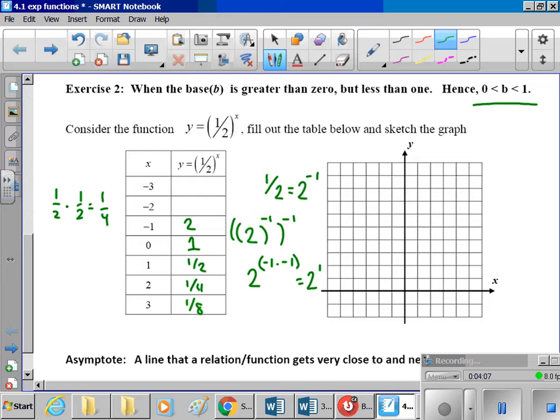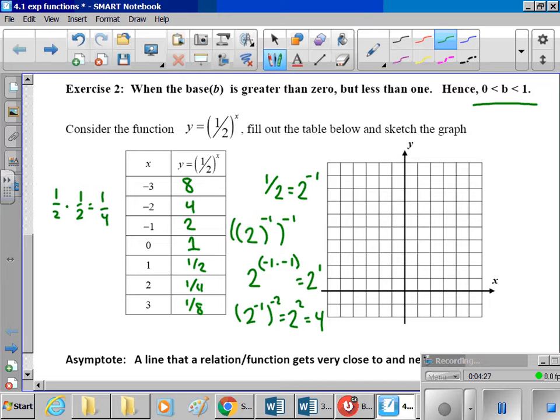1 half to the negative 2 is going to be 2 to the negative 1, to the negative 2. It's going to work out to be 2 squared. It's going to be 4. And then 1 half to the negative 3 is going to be 8. So these should all be powers of 1 half, not powers of 2. I'm sorry for any confusion.